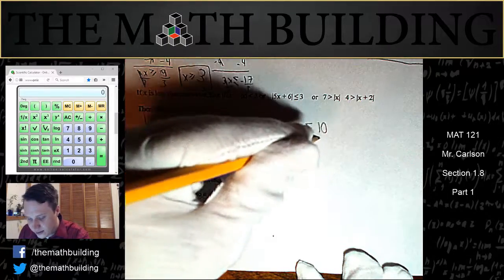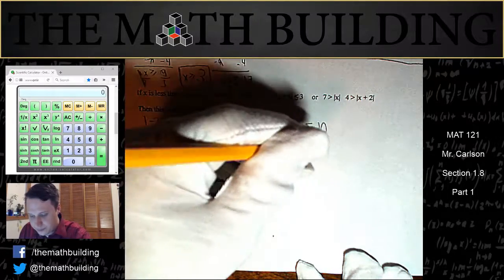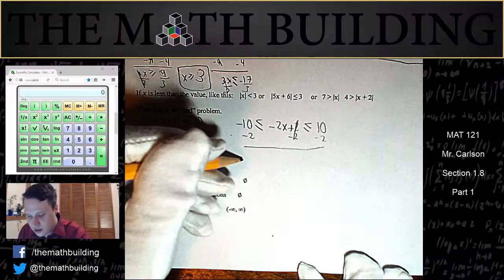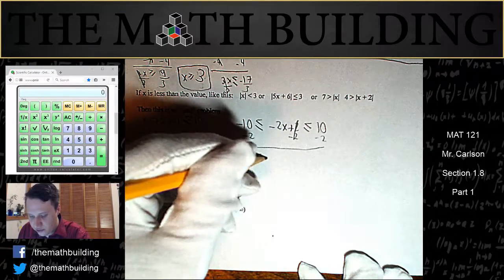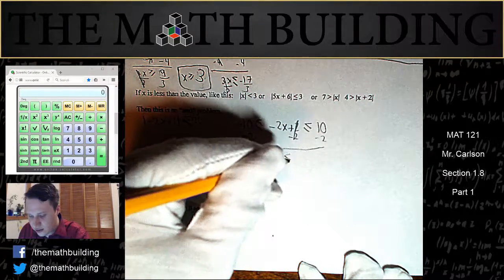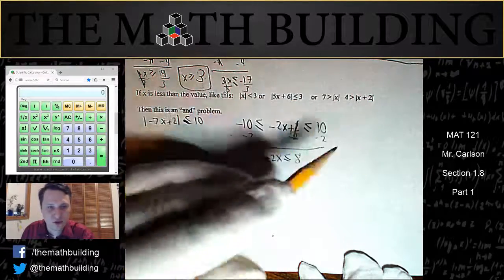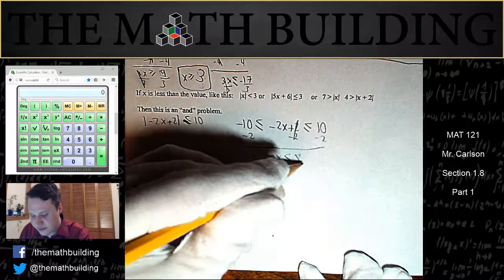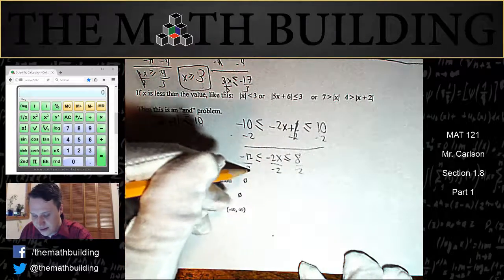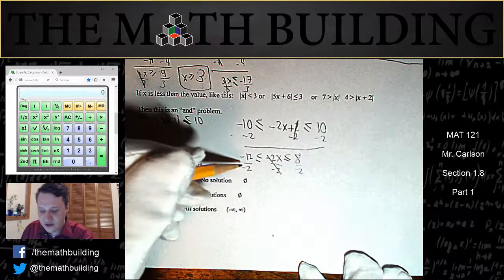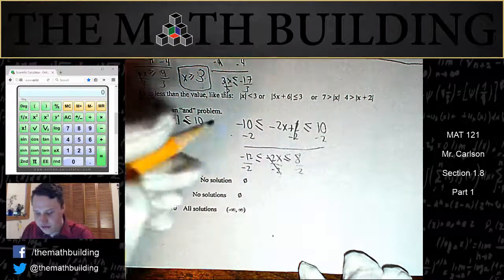So minus 2, minus 2, minus 2. So negative 12 is less than or equal to negative 2x is less than or equal to 8. Remember, when we have two inequalities, you need to do it to all three pieces. And then finally, divide by negative 2, divide by negative 2, divide by negative 2. So we divided by a negative, so we need to flip all the signs.